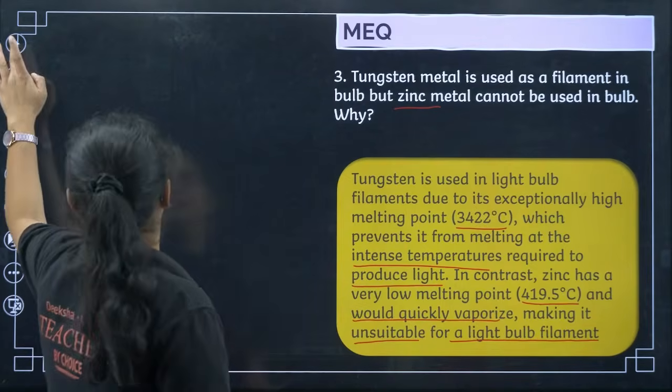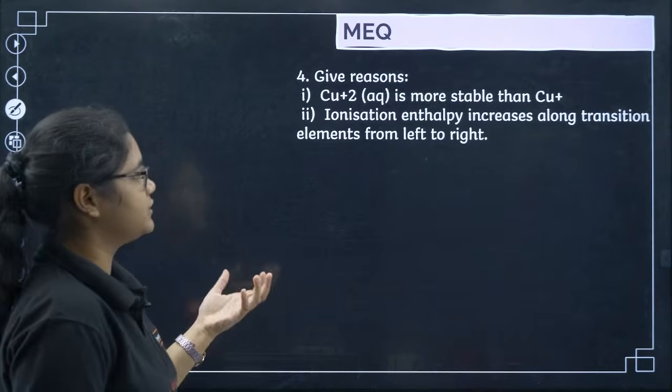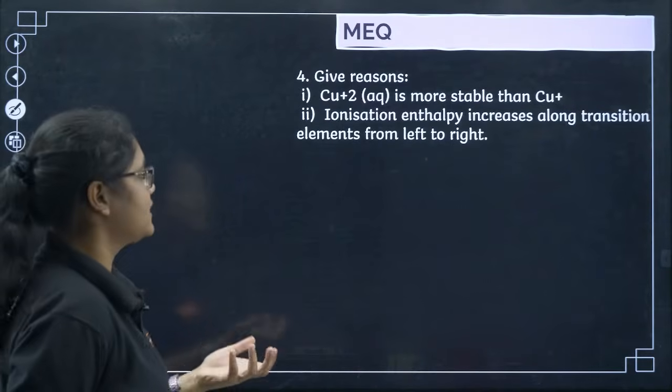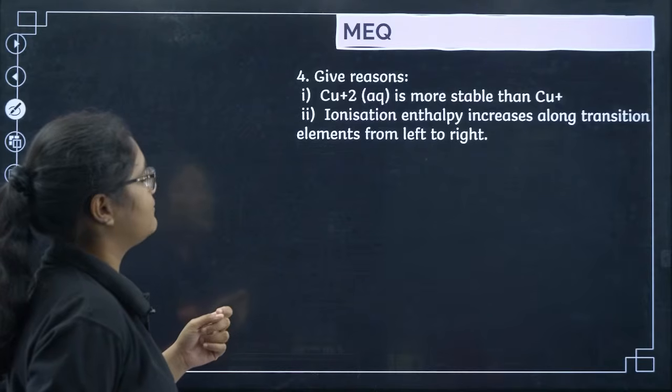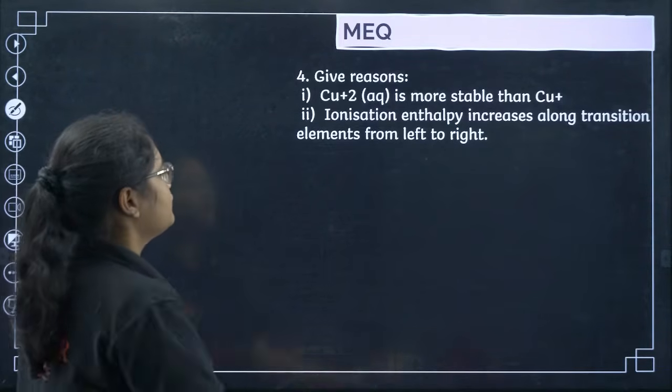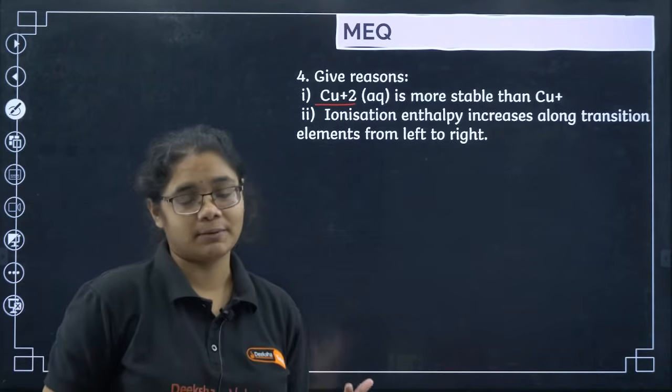Okay. Next, we have give reasons. Question number 4: Cu2+ is more stable than Cu+, and ionization enthalpy increases along the transition elements from left to right. So Cu2+ is more stable because of, so why is this question more important?